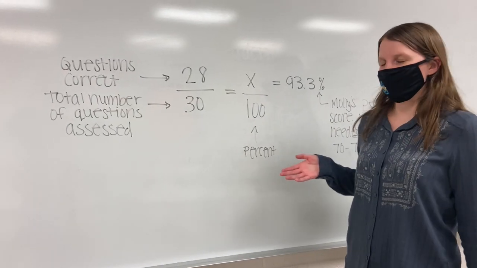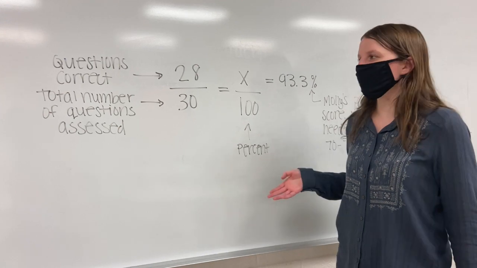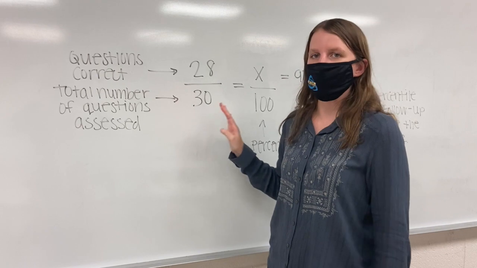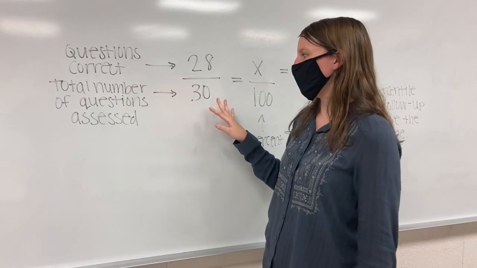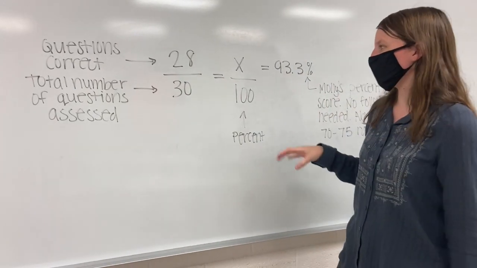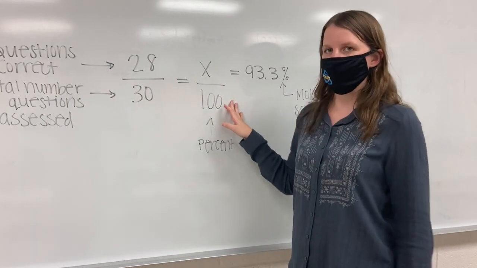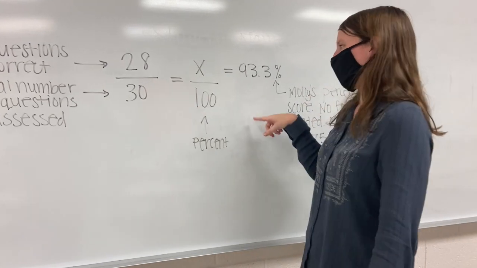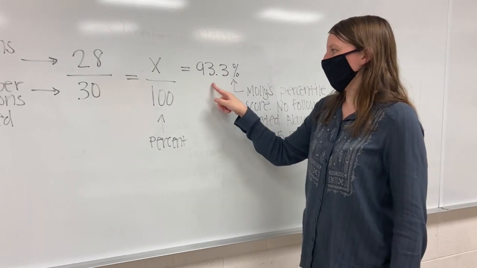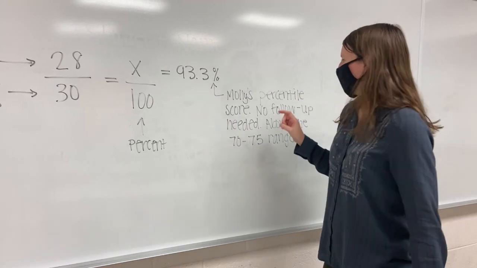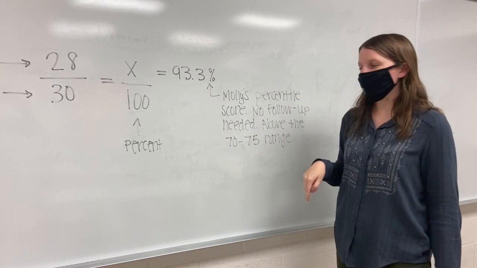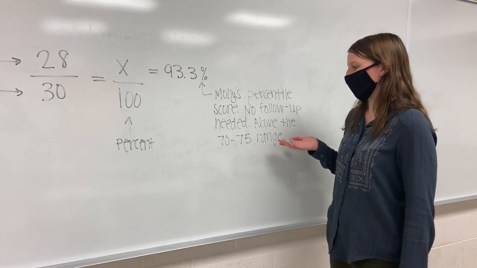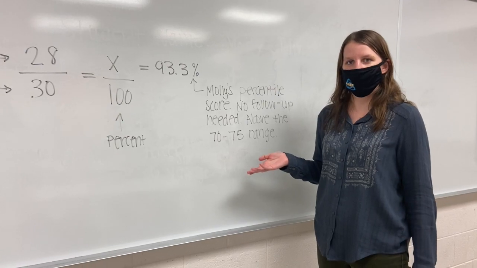So here we have Molly's score for her math test. So we have the questions correct, which is 28 out of the total number of questions assessed, which was 30. And we calculate her score by doing x over 100. So we multiply 28 by 100 and we divide that by 30 to get the percent of 93.3%. This is Molly's percentile score. No follow-up assessment is needed because she falls above the 70 to 75 range.